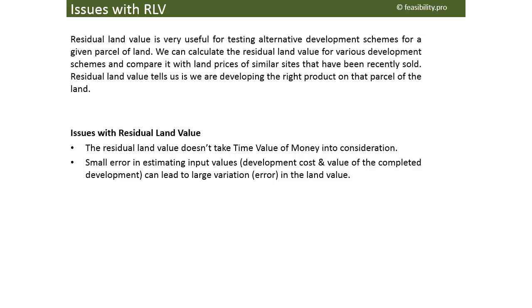Because if the next plot of land is sold at, say, $100 per square meter of plot area, and our residual land value is $50 per square meter, then it simply means that we are not developing the right product for this particular plot. So it's very good for testing alternative development schemes.